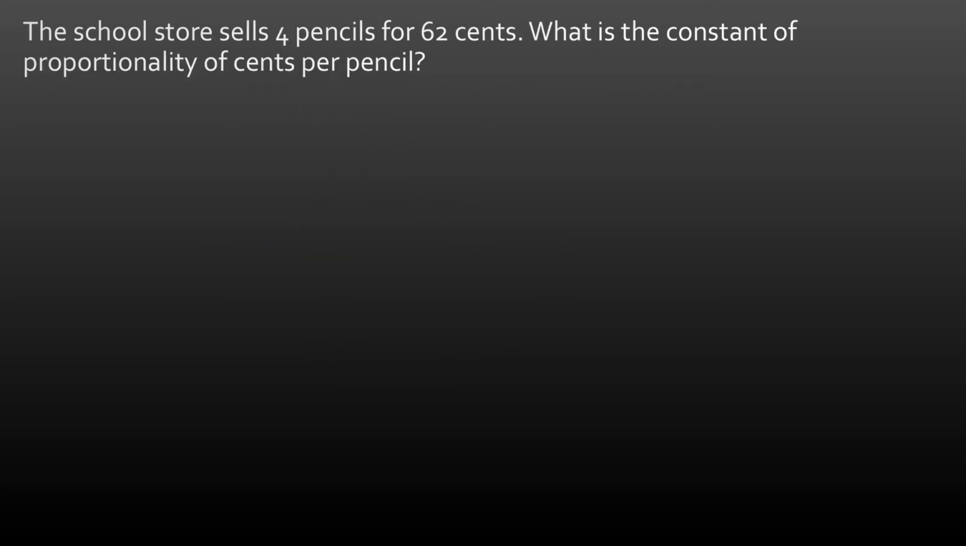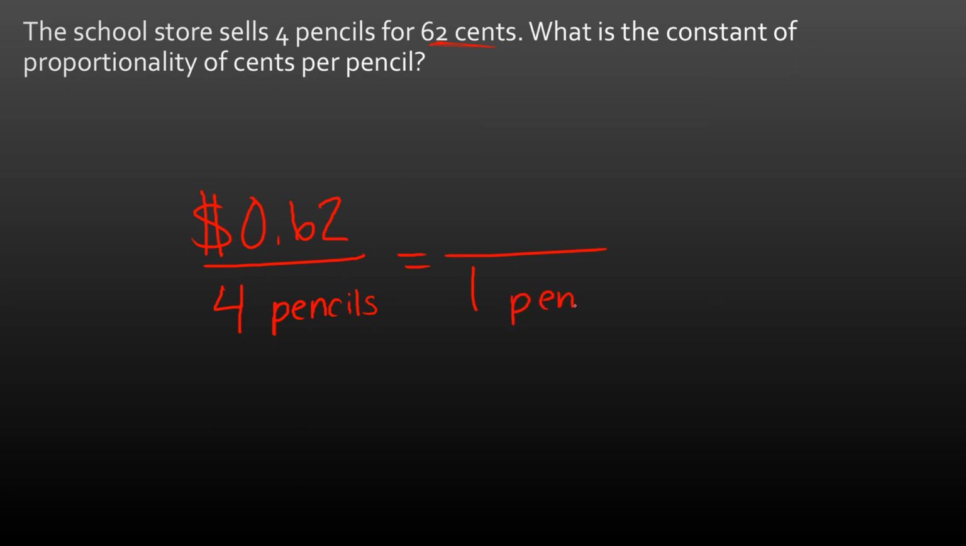And last question, the school store sells 4 pencils for 62 cents. What is the constant of proportionality? Again, this is another way of asking for the unit rate. 62 cents, this is money, right? 62 cents is money, so I'm going to put that 62 cents on top. And that is going to buy me 4 pencils. I want to know how much it's going to cost for one pencil. So to do that, I need to divide by 4 on the bottom, and I'm also going to divide by 4 on the top.